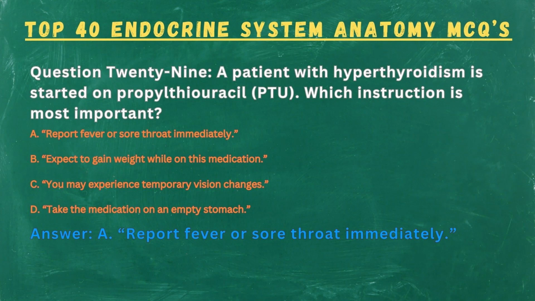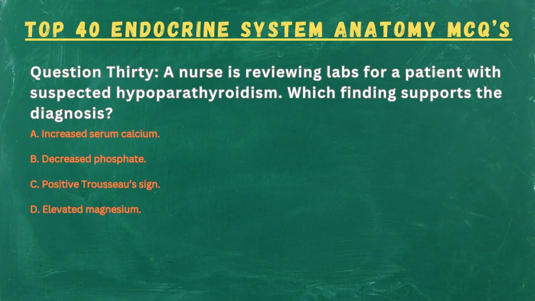Answer: A. Report fever or sore throat immediately. Question 30. A nurse is reviewing labs for a patient with suspected hypoparathyroidism. Which finding supports the diagnosis? A. Increased serum calcium. B. Decreased phosphate. C. Positive Trousseau's sign. D. Elevated magnesium.